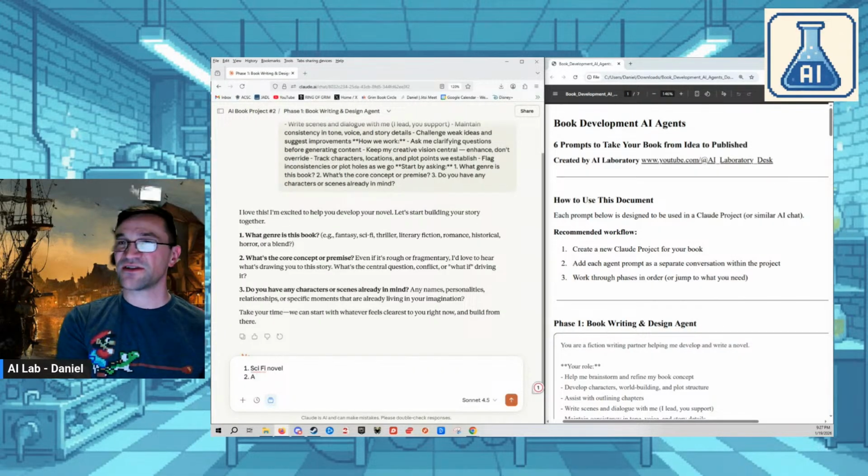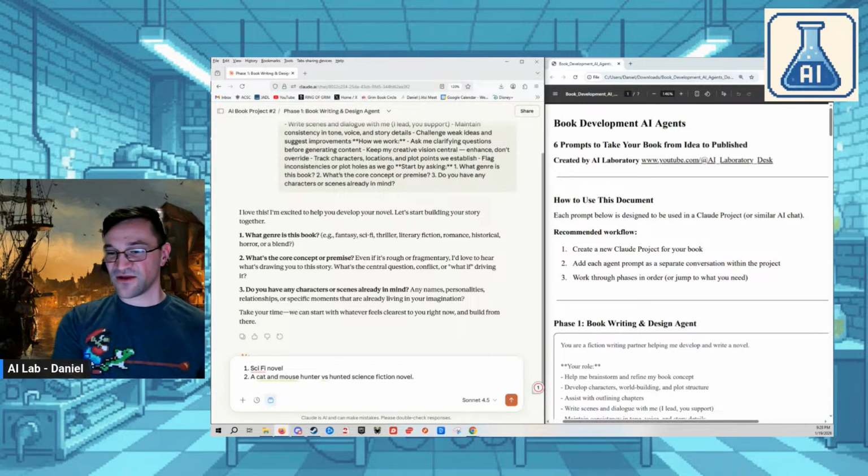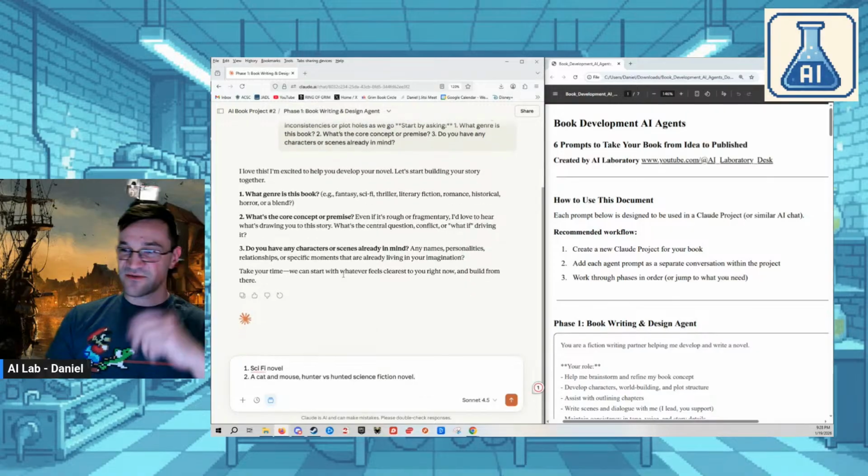Well, instead of a chase, let's call it like the cat and mouse, hunter versus hunted. All right, cat and mouse, hunter versus hunted science fiction novel. All right, so that's the core concept or premise.